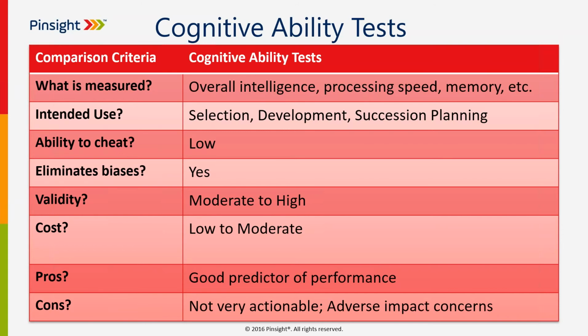Sometimes it's facets of intelligence. So maybe that's processing speed or memory, spatial reasoning. There's a number of different facets of intelligence that can be measured. Oftentimes they're used in selection, development, succession planning, and most people are familiar with the Wonderlic.